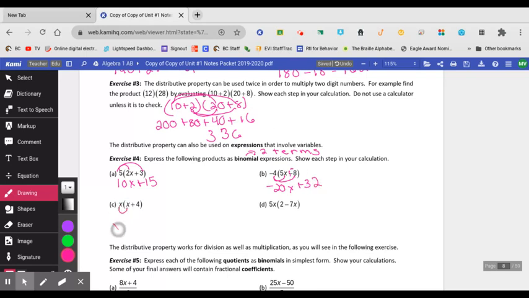x times x is x squared, plus x times 4 is 4x. 5x times 2 is 10x. Minus 35x squared.